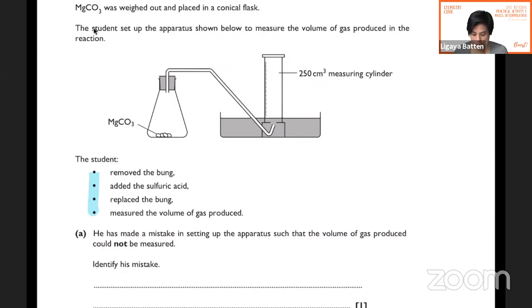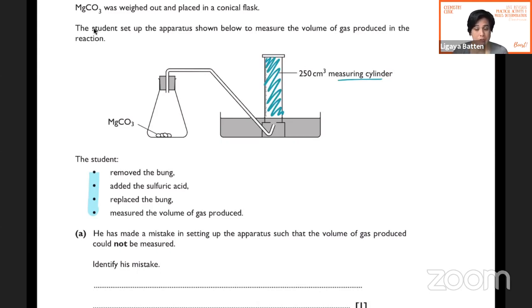So you may remember, whether you're on GCSE or A-level, that in order to measure the volume of gas produced in a reaction using this method, this measuring cylinder must start full of water. So the mistake he made in setting up the apparatus was that he didn't fill the measuring cylinder with water.